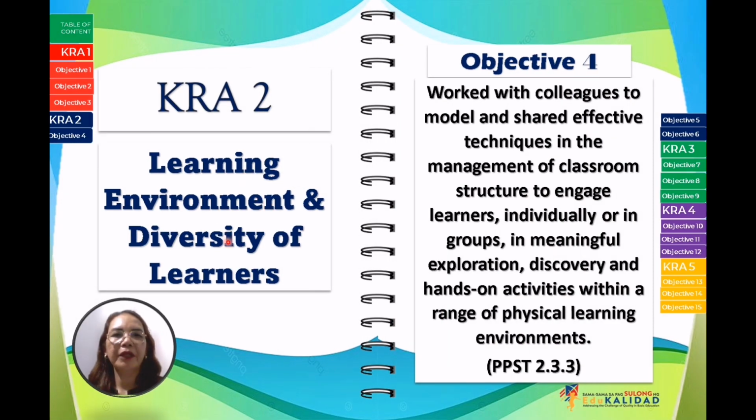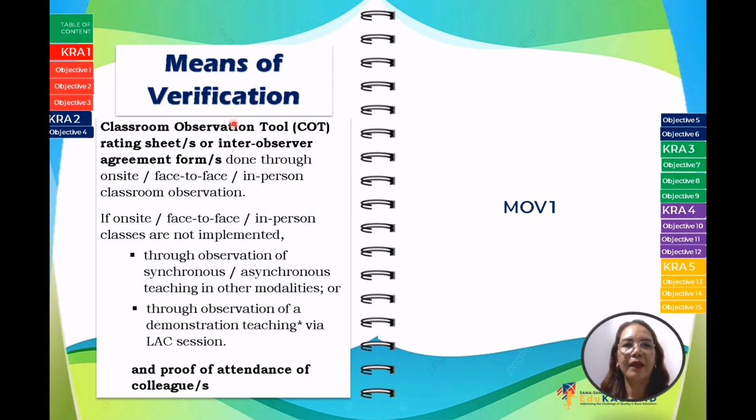For CRA 2, Learning Environment and Diversity of Learners, Objective 4, worked with colleagues to model and share effective techniques in the management of classroom structure to engage learners individually or in groups in meaningful exploration, discovery, and hands-on activities within a range of physical learning environments, PPST 2.3.3. Means of verification, classroom observation tool, rating sheet, or inter-observer agreement form na may proof of attendance of colleagues. At ang MOV na kailangan dito ay dalawa.